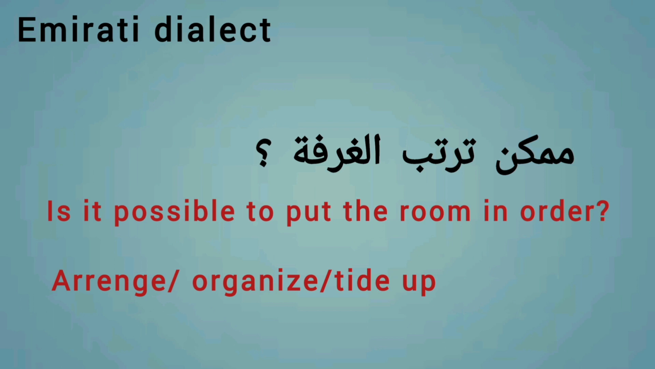And next phrase, ممكن ترتب الغرفة. Is it possible to put the room in order, or to arrange or organize the room? ممكن means possible. ترتب basically means you put something in order, or you arrange something or somewhere, or you tidy up. And الغرفة means the room. It's a noun. But if you want to say this to a female, you have to say ممكن ترتبين الغرفة.